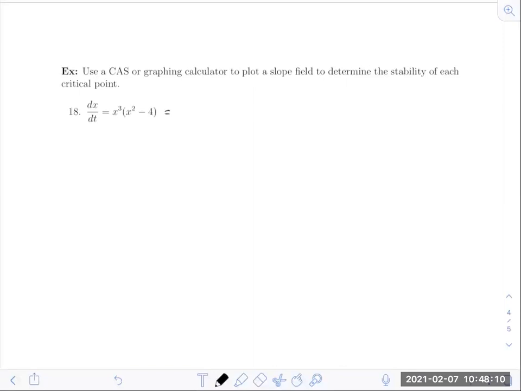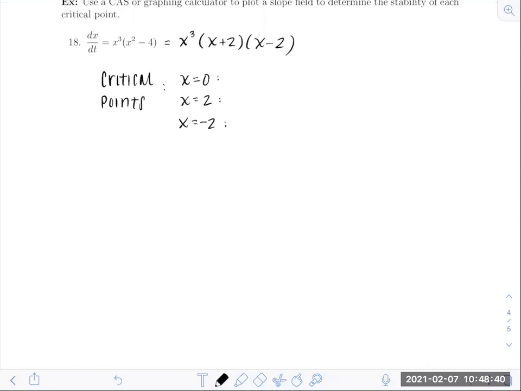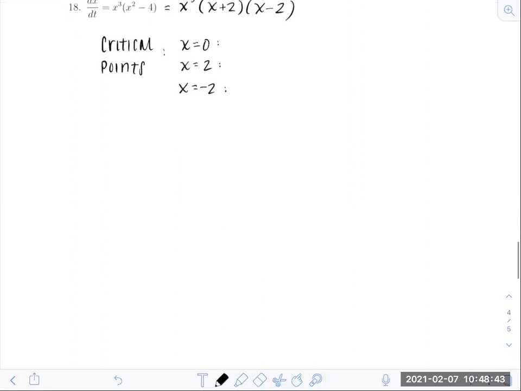You can factor this just one step further. That difference of squares becomes x plus 2 and x minus 2. So our critical points are x equals 0, x equals 2, and x equals -2. And what we would like to do is classify the stability of those points. So here again, let's sketch our coordinate axis.